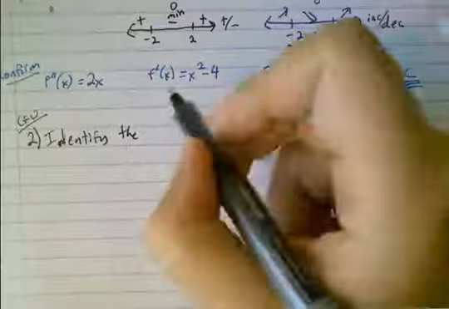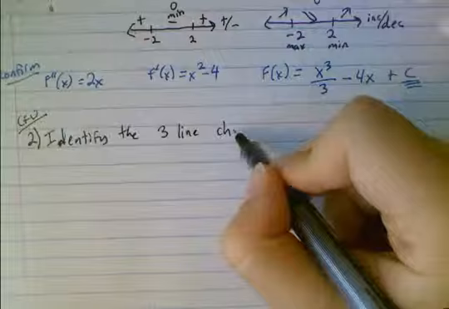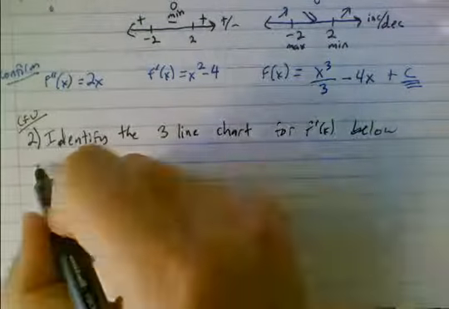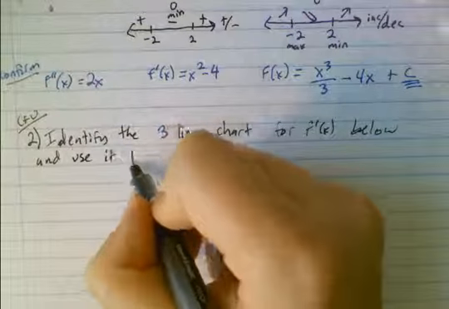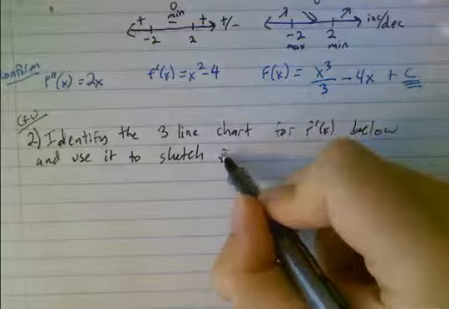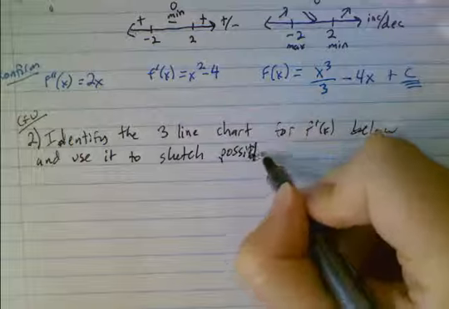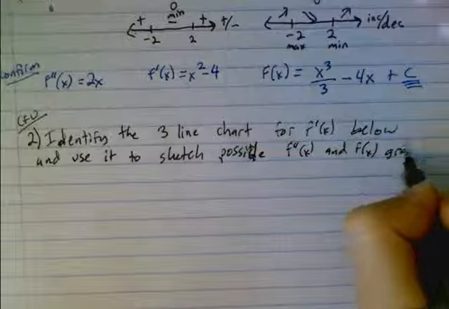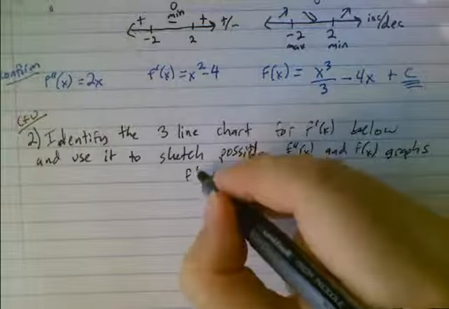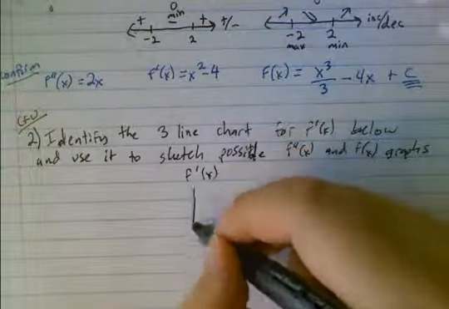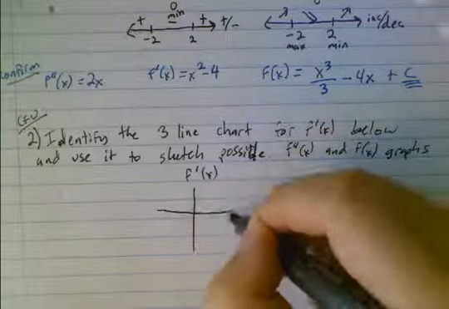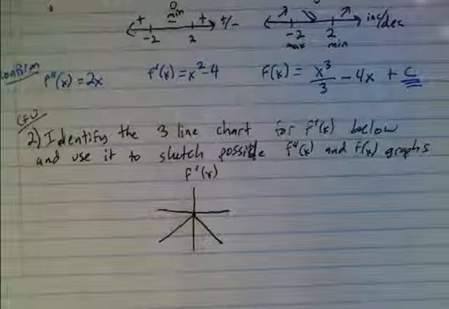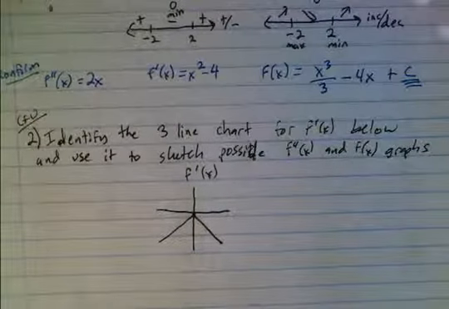Identify the 3-line chart for f prime of x below and use it to sketch possible f double prime of x and f of x graphs. So here's f prime of x. It looks like that. Okay, go to it, come back when you're ready.